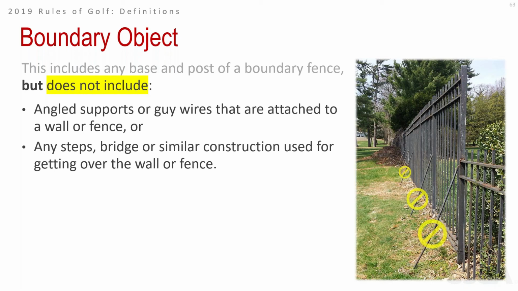It's important, though, to pay attention to your notice to competitors or the local rules in effect for the day, as sometimes the margins for the boundaries are identified by those angled supports. So you want to make sure you're aware of what defines the margins of the golf course, the out of bounds line, for when you're playing your round.